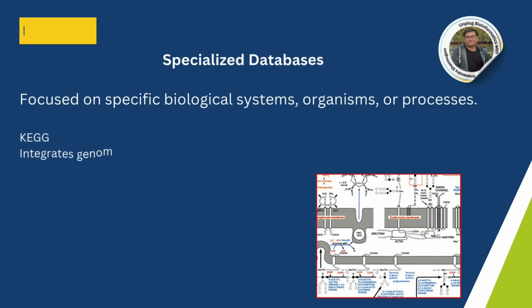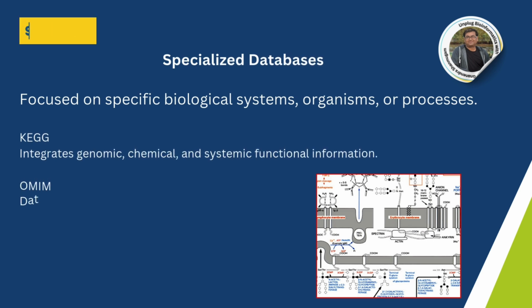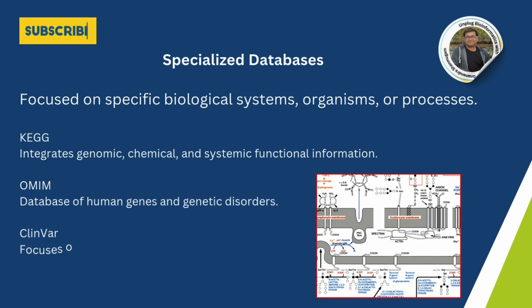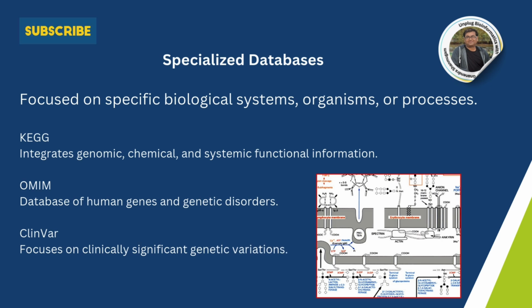Coming to the specialized databases, these are focused on specific organisms, systems and biological processes. Under this, KEGG, Kyoto Encyclopedia of Genes and Genomes, provides metabolic pathways and gene functions, OMIM provides genetic disorders and associated genes, and ClinVar provides clinically significant genetic variations. So this is all about specialized databases.